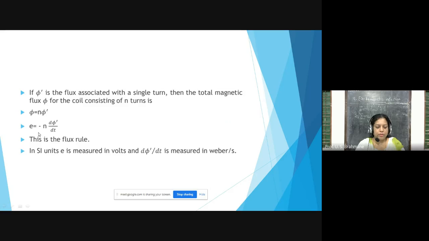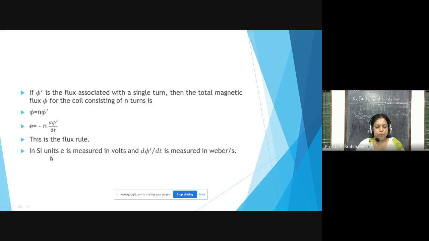And then we'll write this equation, E is equal to, we know, E is equal to minus n d phi dash by dt. This is the flux law. And in SI units, E is measured in volts. This E is measured in volts. So this is d phi by dt. So phi is the flux, so flux is nothing but Webers per second.